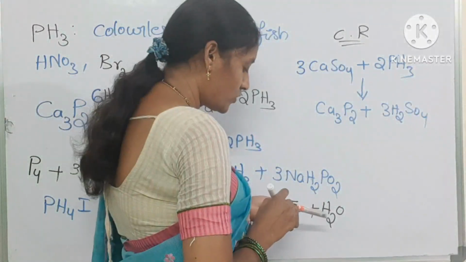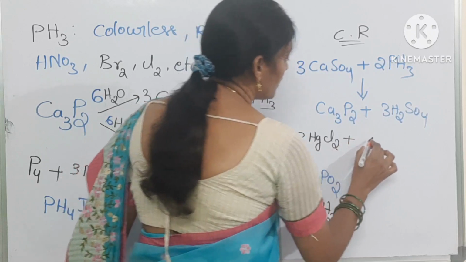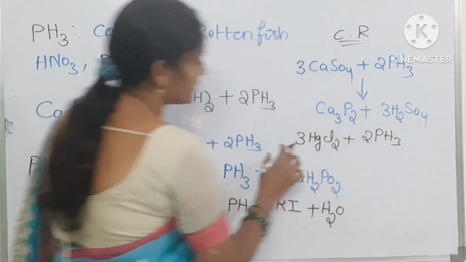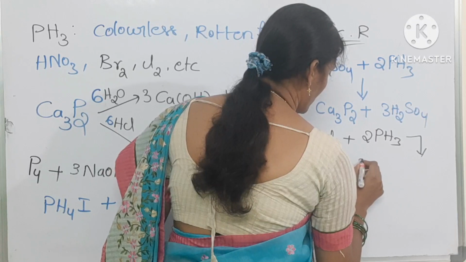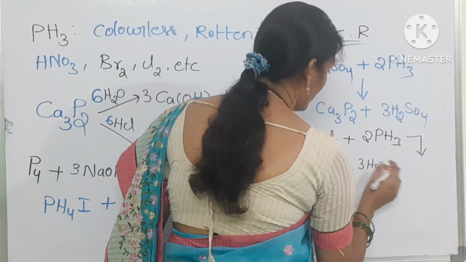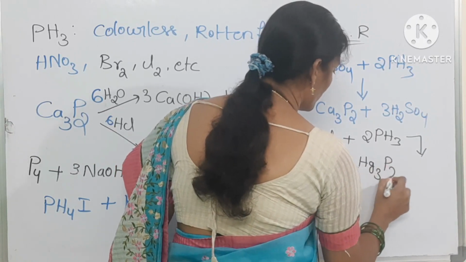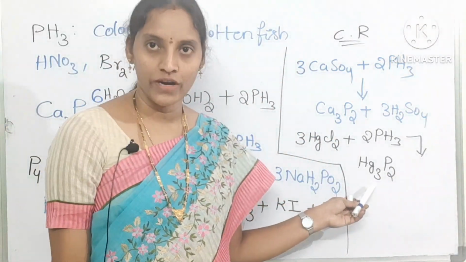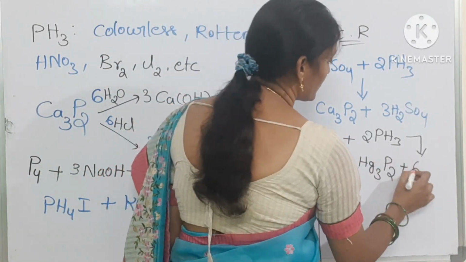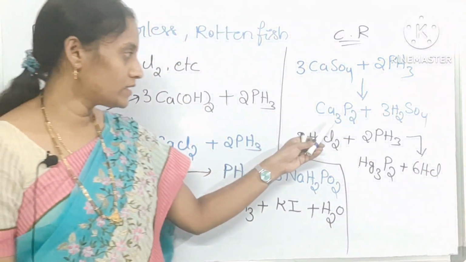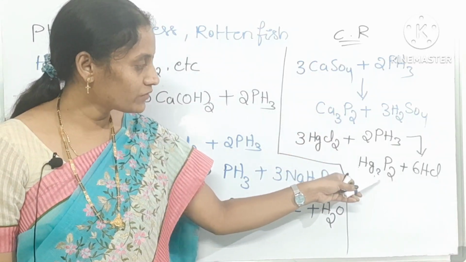In the same way, mercury chloride you can take. HgCl2 reacts with phosphine. It will also give you Hg3P2, mercury phosphide, and another one is 6 moles of HCl. Yes, this reaction is for the formation of copper phosphide, and this reaction is for the formation of mercury phosphide.